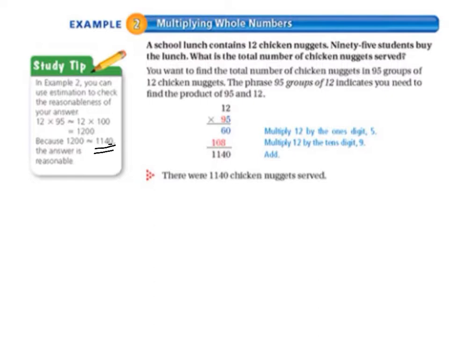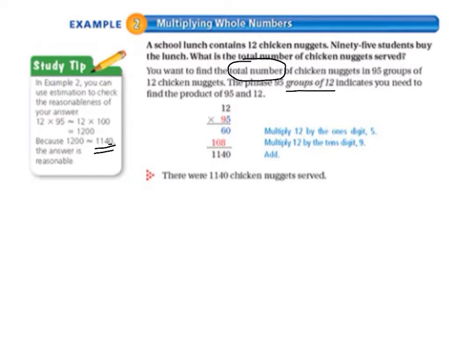You want to find the total number, there's that word total, of chicken nuggets in 95 groups of 12 chicken nuggets. The phrase 95 groups of 12 indicates you need to find the product of 95 and 12.